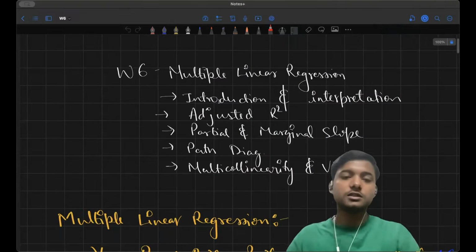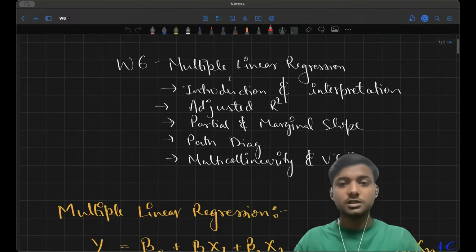In this lecture, we are going to review week 6, which is basically containing multiple linear regression. So without further ado, let's just get started. So here you can see that week 6 is going to have multiple linear regression. What are the topics which we are going to cover?